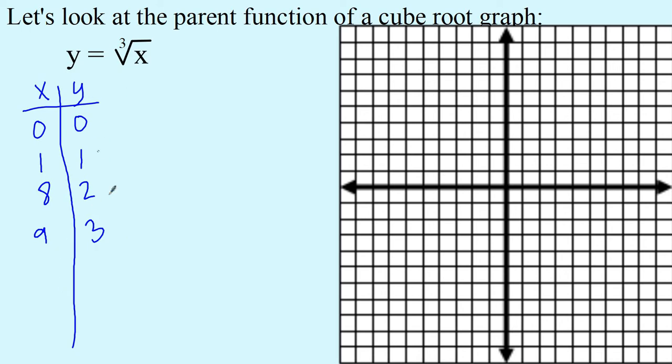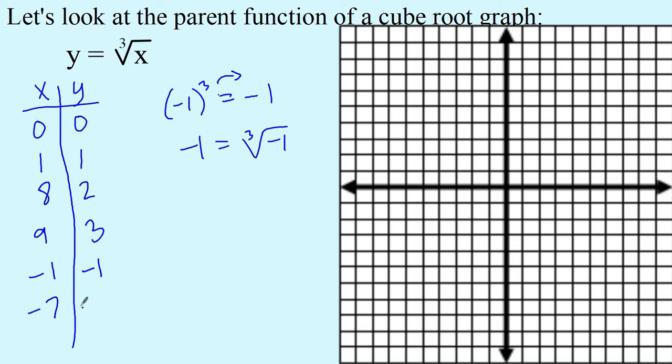So let's see, can we go the other direction? Can we plug in a negative 1 for x? Okay, well, negative 1 is just negative 1, right? Think about it. Negative 1 cubed is equal to negative 1. So therefore, we can move that over and say the cube root of negative 1 equals negative 1. Okay, hopefully you remember that. Okay, I also know that the cube root of, let's see, negative 8 is negative 2, and negative 9.